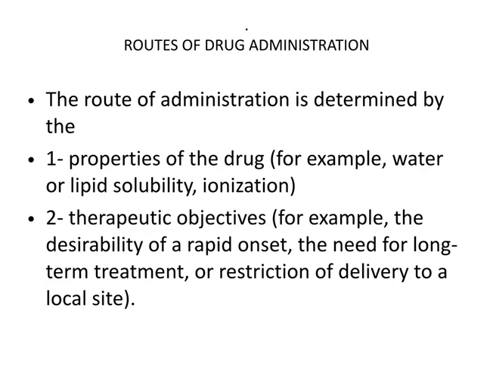So what is the desirability of the treatment? If you want rapid onset, the need for long-term treatment, or restriction of delivery to a local site. For example, you want your drug only locally at the site of action. At that time, you need to inject it with another compound, need more ionization, so that the drug is not distributed to other parts of the body. So the route of drug administration is determined by the properties of the drug and the therapeutic objectives.